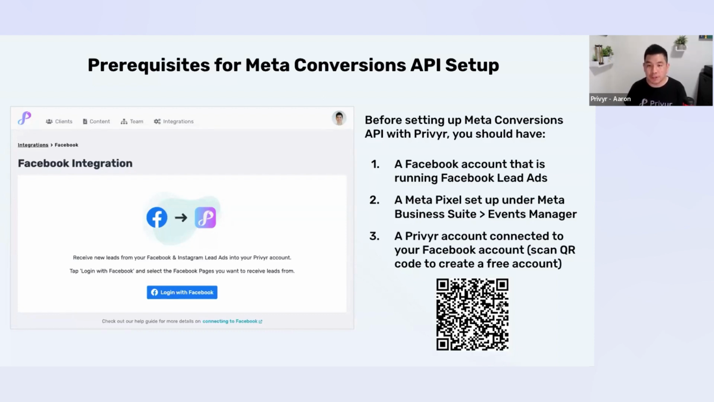And last but not least, you need a Privyr account connected to your Facebook account. So you can scan the QR code below to create a free account and get this set up. And then connecting to Facebook takes about 15 seconds to connect to Facebook lead ads and start receiving your leads. And then from there, you can proceed to the steps I'm going to talk about.